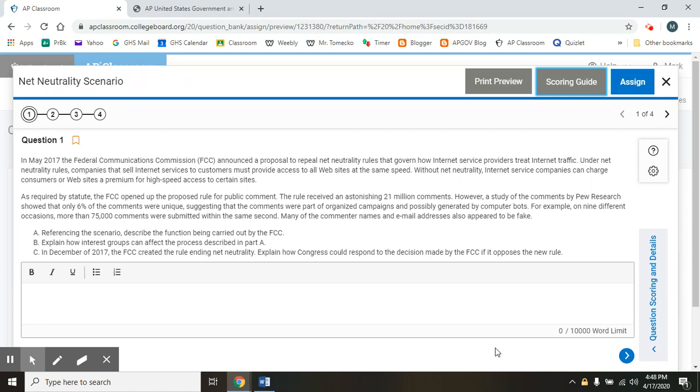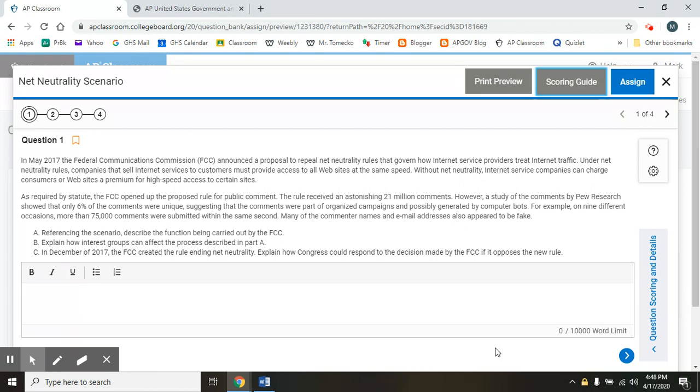First, I advise you to read the questions first, so we know what we're looking for as we read the scenario. Then we want to read the scenario itself. The first thing we're looking for is the function being carried out by the FCC. You need to recognize that the FCC is a bureaucratic agency, part of the bureaucracy, and that in this scenario it's exercising one of its functions.